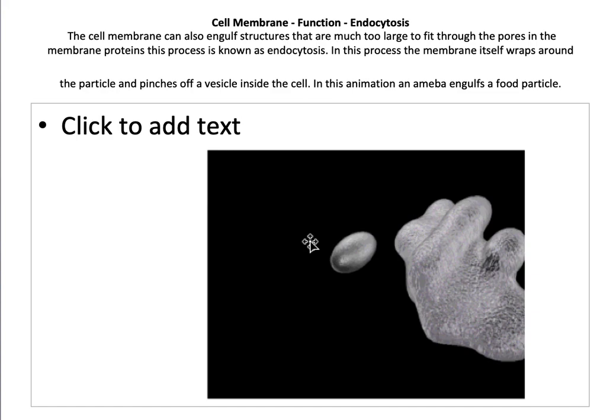In endocytosis, the cell membrane can also engulf structures that are much too large to fit through the pores in the membrane proteins. In this process, the membrane itself wraps around the particle and pinches off a vesicle inside the cell. In this animation, an amoeba engulfs a food particle. We're not going to show the animation, but this is just information. So a very large molecule can also be engulfed by the cell through endocytosis.